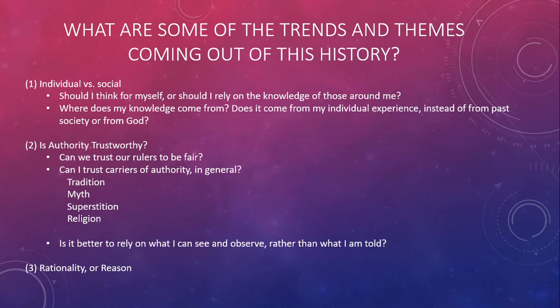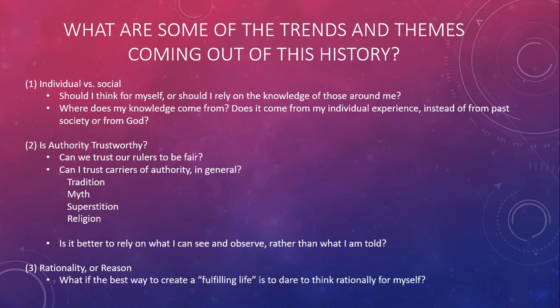The third major trend was a focus on rationality and reason. With everything going on, and you can see how the history matters, people were wondering if the best way to create a fulfilling life was to dare to think rationally for themselves. This is why this period is so commonly called the Age of Reason. I will also say quickly that these themes were certainly not new. They had been around for a long time. But during this time period, they took on a great deal of urgency. And we can see how this period starts to get us to the modern period and the postmodern period, where we focus on rationality and we focus on technology.